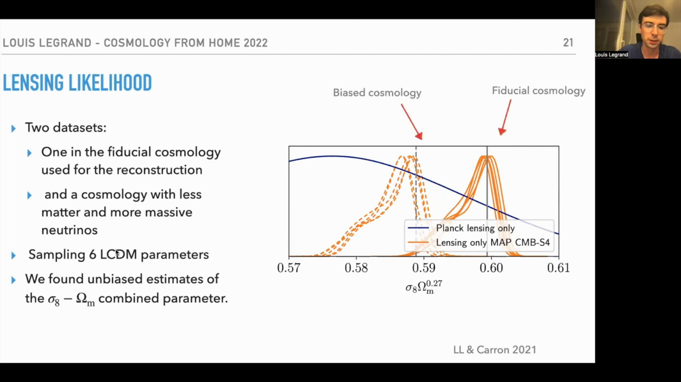And we sample over 6 lambda CDM parameters. And this is the marginalized constraint on the sigma 8, omega m parameters. Dashed lines are in the biased cosmology, and the plain lines are in the fiducial cosmology. The blue here is to compare to the Planck lensing-only curves, and these are for our simulation with a CMB stage 4 reconstruction. And we find unbiased estimates in both cases.